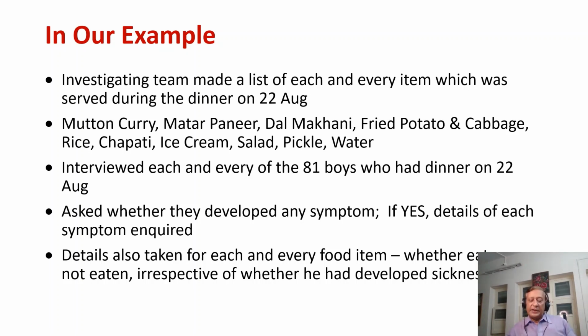These items, to repeat, were mutton curry, matar paneer, dal makhni, fried potato and cabbage, rice, chapati, ice cream, salad, pickle, and water. The team then interviewed each and every one of the 81 boys of the first year boys hostel who had attended the dinner of the 22nd of August and asked them whether they had developed any symptom. If they had developed symptoms, then the details of each of the symptoms were inquired. Details were also taken for each and every one of these food items, whether eaten or not eaten, irrespective of whether the person developed sickness or not.